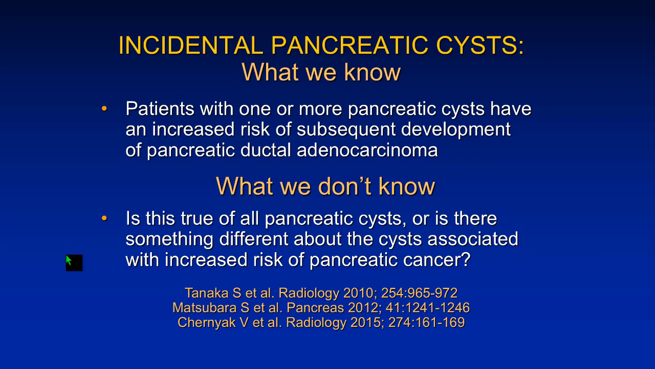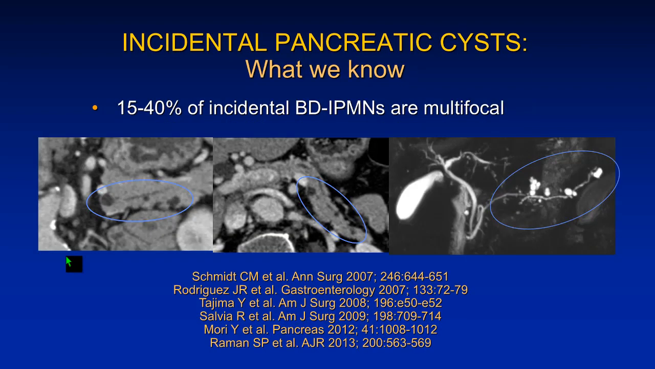how do we assess these patients? Is this true of all pancreatic cysts, that they put these patients at increased risk of developing adenocarcinoma, or is there something different about the cysts in these patients that we will come to learn that will give us a clue that these patients are at higher risk than others? And so there's a lot that we still need to learn about these, and I'm sure it has something to do with genetic mutations, but that's something that we still don't really have a handle on.